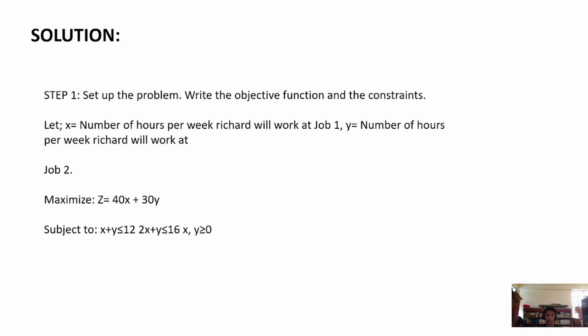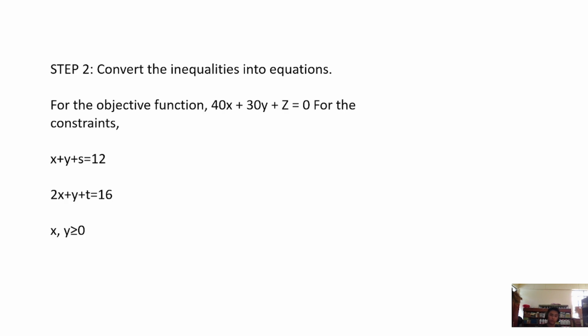Maximize z equals 40x plus 30y, subject to x plus y is less than or equal to 12, 2x plus y is less than or equal to 16, and x, y is greater than or equal to 0. So proceed to step 2. Convert the inequalities into equations. This is done by adding one slack variable in each inequality. Observe this picture, ma'am.